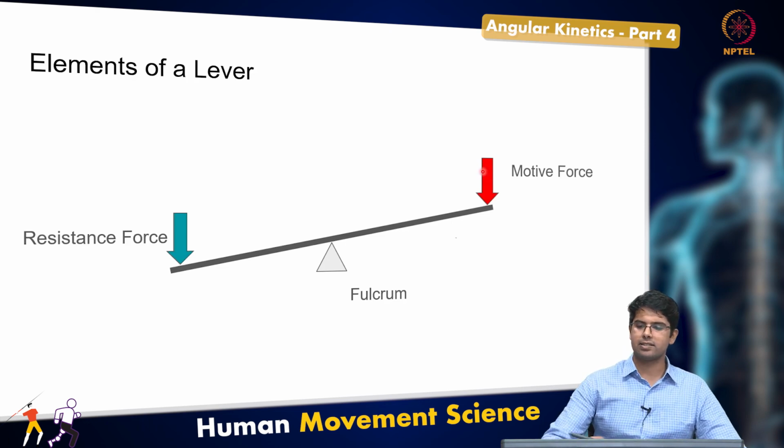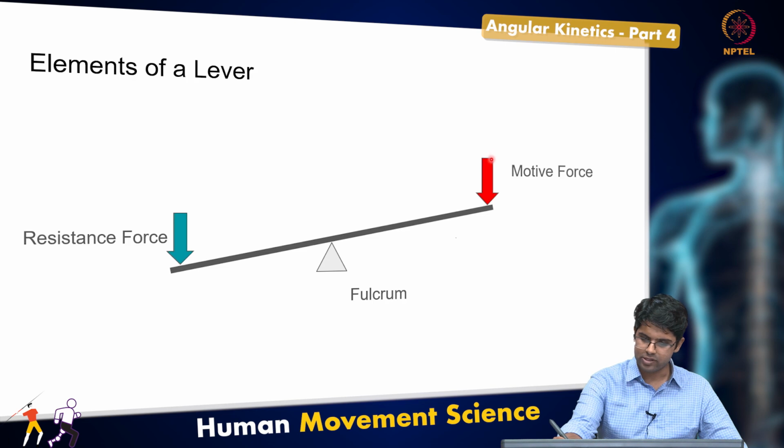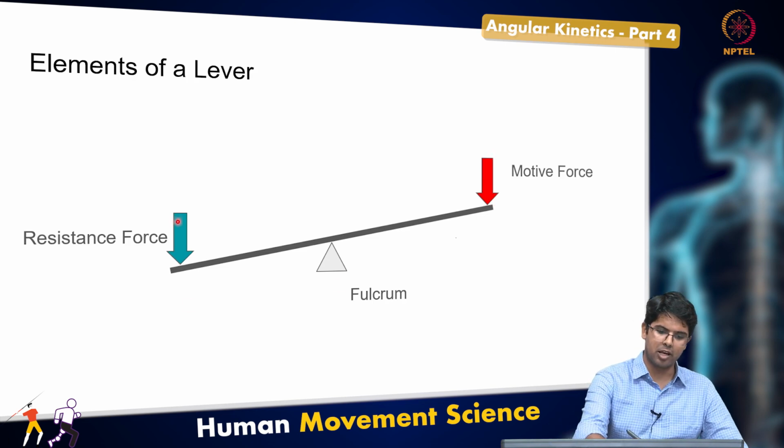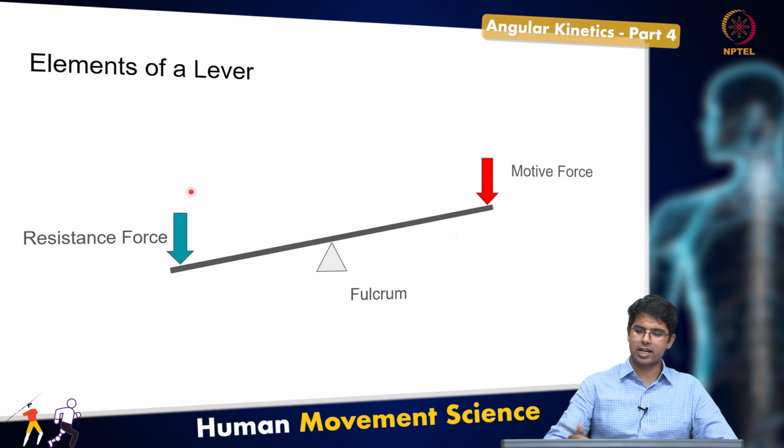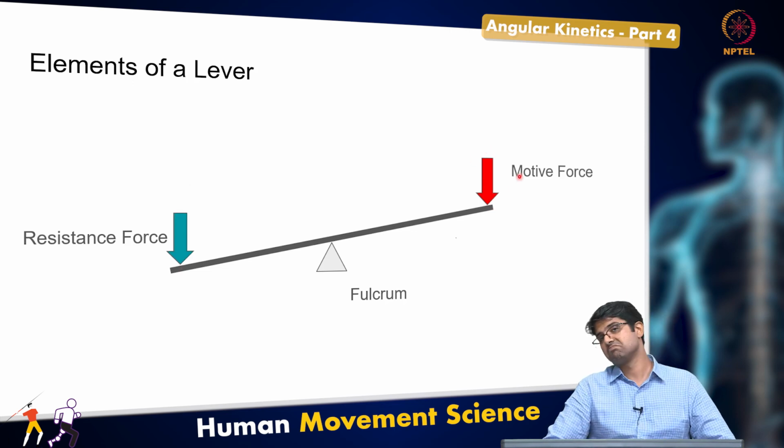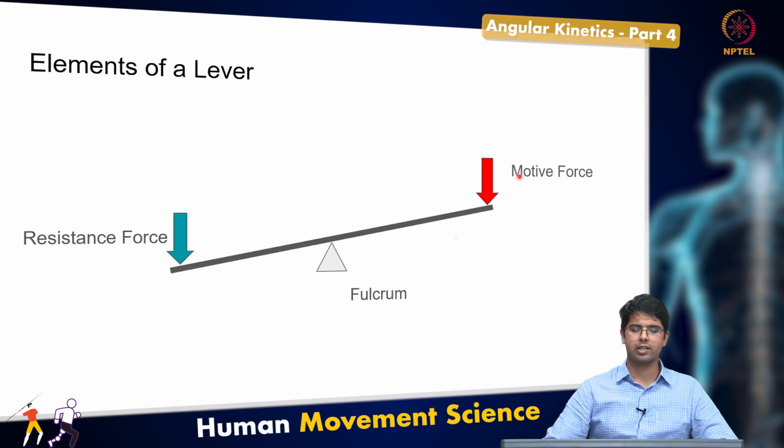Now the idea is that if I apply enough force here, I will be able to move this mass. So let's say I'm capable of generating only 100 newtons of force, and there is some 10,000 newtons of force acting here. Can I use a lever to solve this problem? Can I use a lever to lift this object? These are the kinds of situations where a lever has been very helpful.